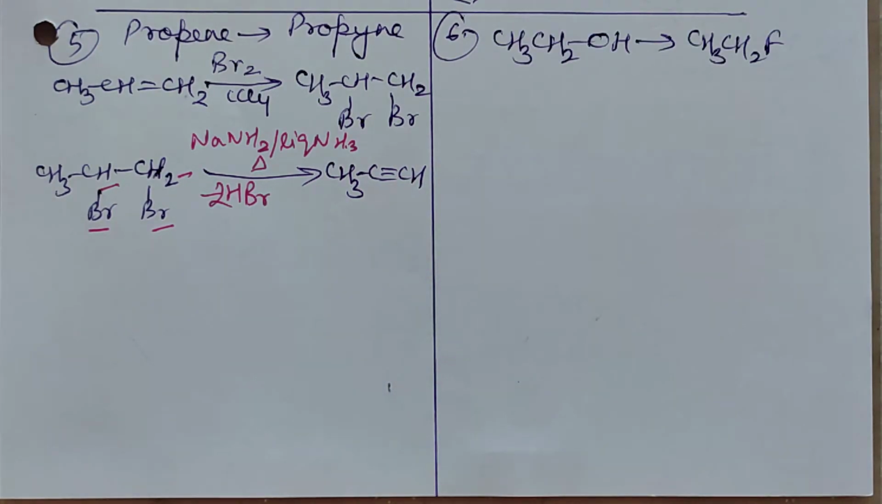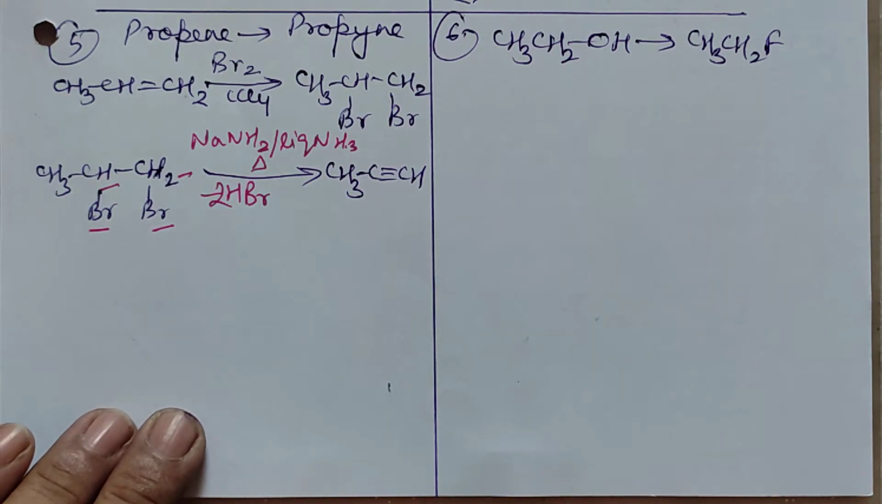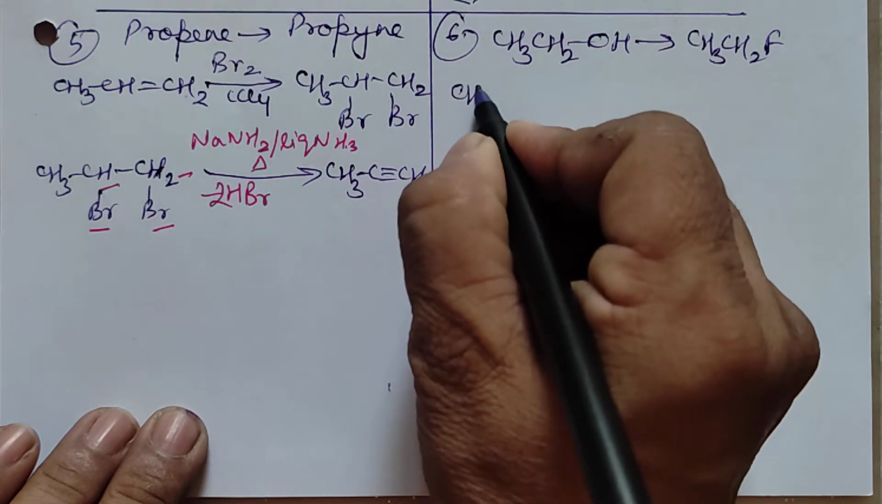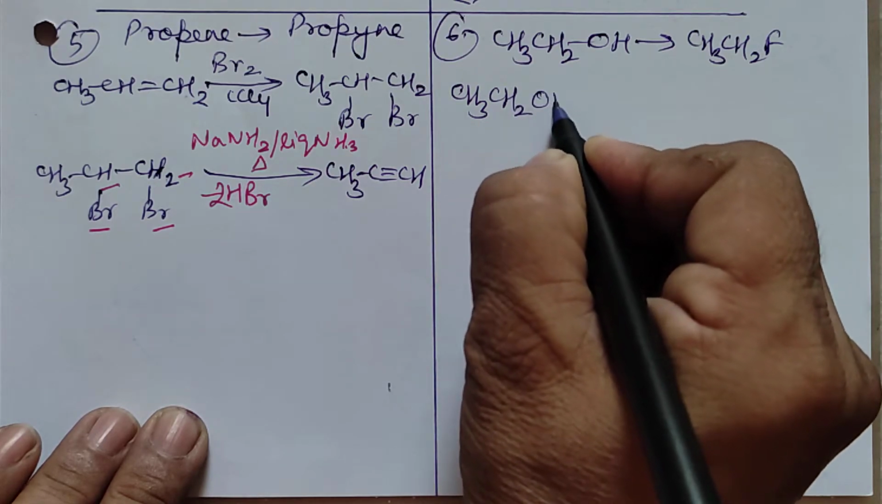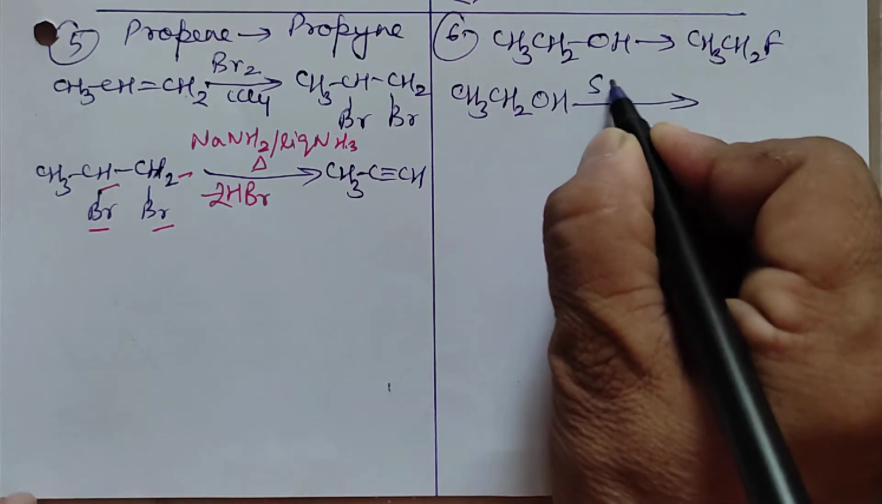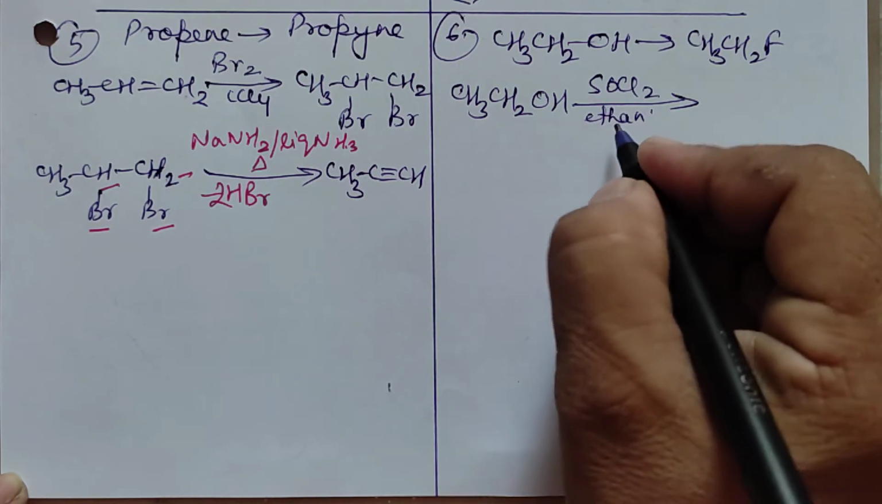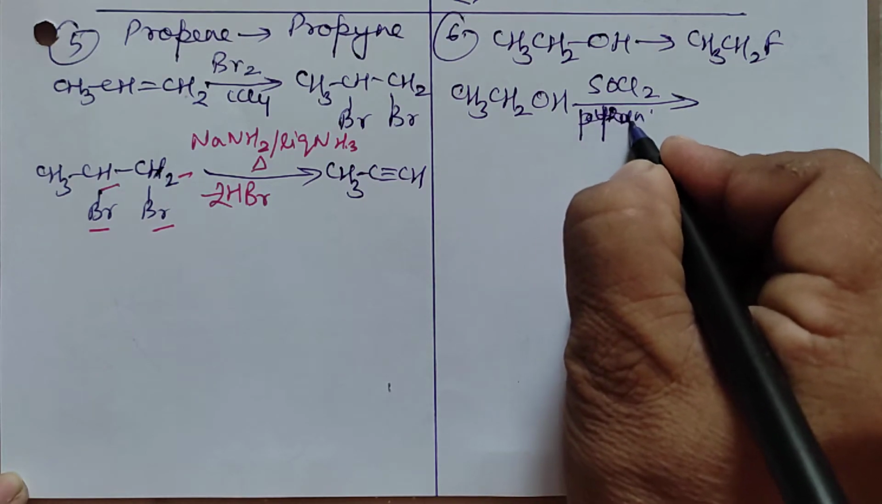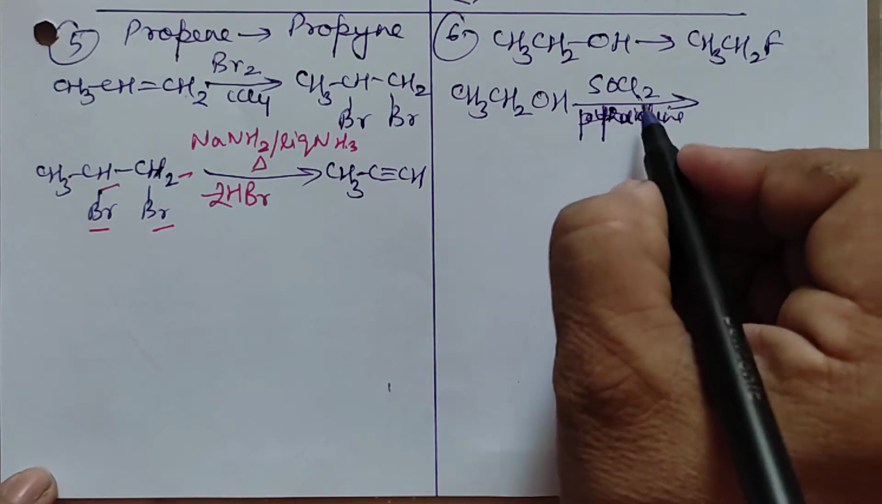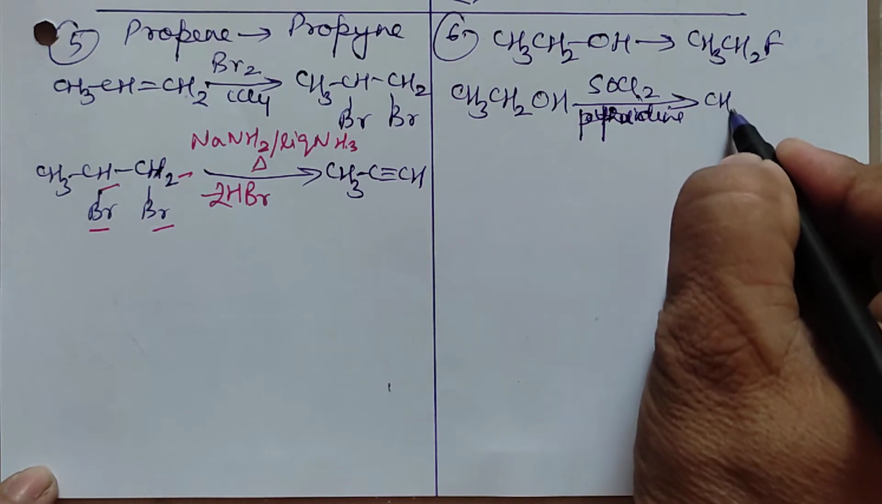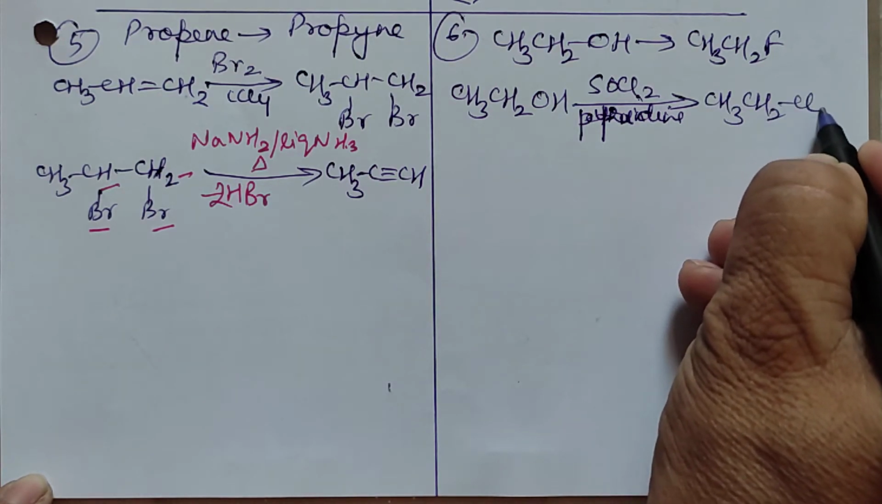We want to prepare ethyl fluoride from ethanol. In the preparations we have done, fluorides cannot be prepared very easily from haloalkanes or from alcohols, etc. So what you do? First, this alcohol you will react with thionyl chloride. That is the easiest thing. Okay, sorry, this is in the presence of pyridine. Pyridine is required. So this will be replaced by Cl. So what you will have is chloroethane.